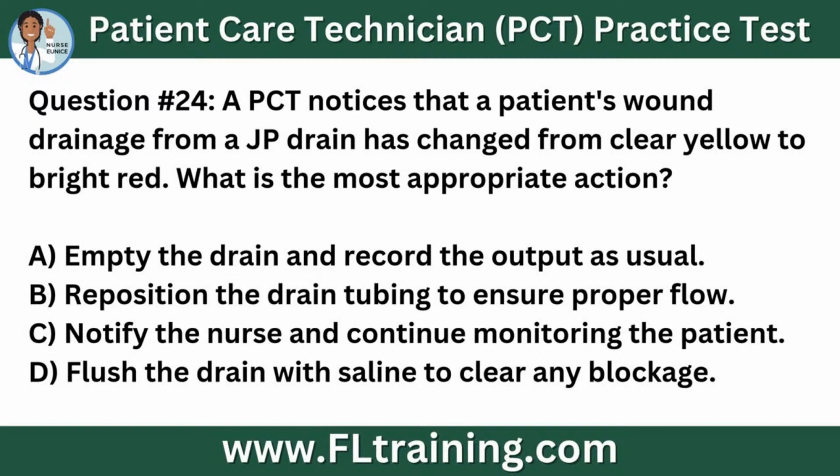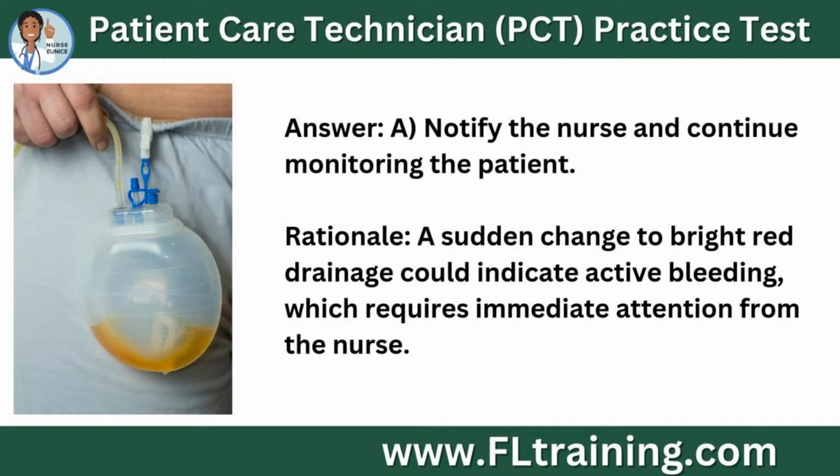Now, what do you know about color changes? When something goes from clear yellow to bright red, what does that indicate? Is that something that you can maybe document later, or is that something you need to communicate ASAP? All right, revealing the answer in 3, 2, and yes, it is C. So that is a sign of active bleeding. So this is an example of a Jackson Pratt or a JP suction bulb.